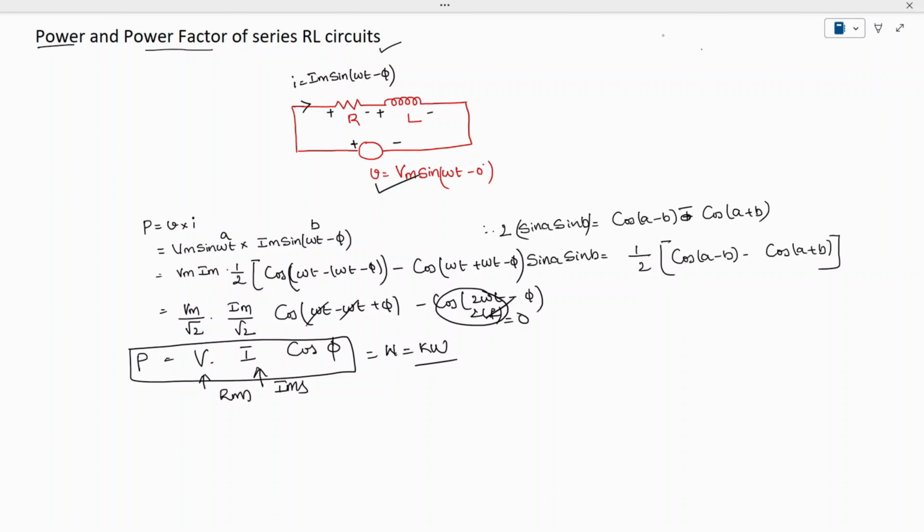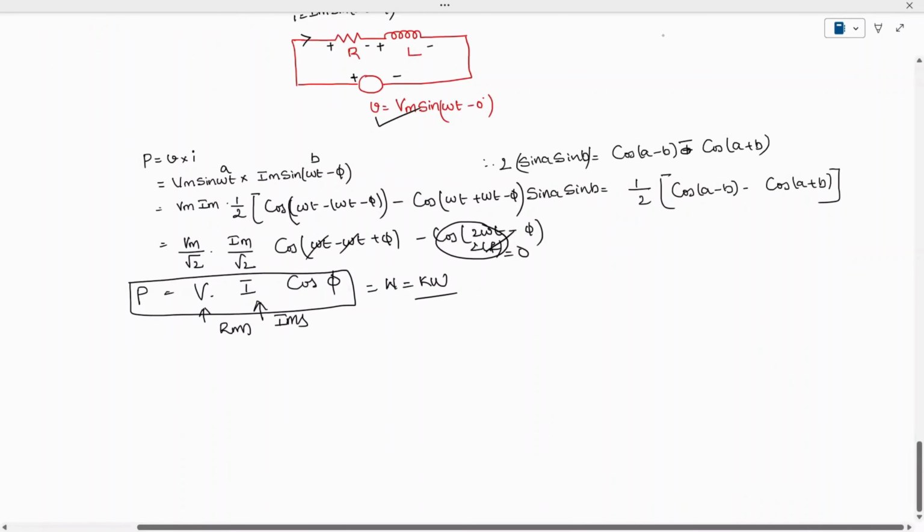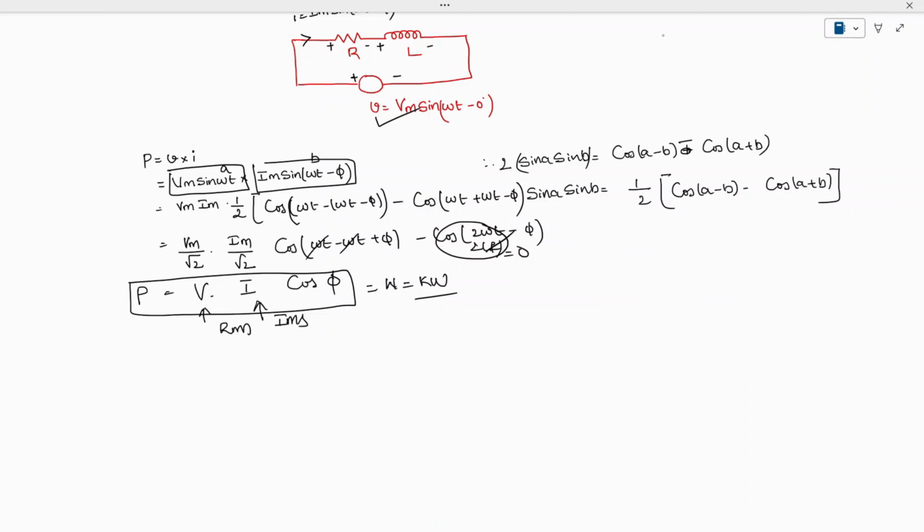This is how to find out the power drawn by a series RL circuit excited with an AC supply. Now let's try to find out how to draw these waveforms. Already we have these two waveforms. Waveforms are very important to understand: the instantaneous voltage is given by Vm sine omega t, and the instantaneous current is given by Im sine of omega t minus phi.